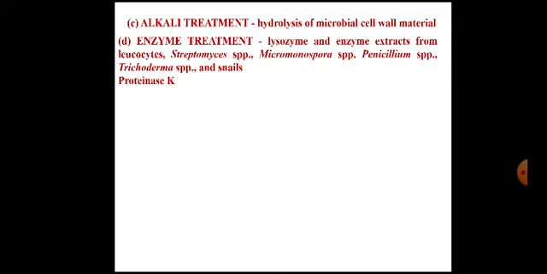Then these enzymes can be recovered from Streptomyces, an actinomycete type of bacteria. Then Micromonospora, this is also a type of actinomycete. Penicillium is a type of mold. Trichoderma is a type of mold. And interestingly, snails will be a source of these cell wall degrading enzymes that may supply enzymes like proteinase K, which is a type of broad spectrum protease. So that is all about the methods of lysis of cells.